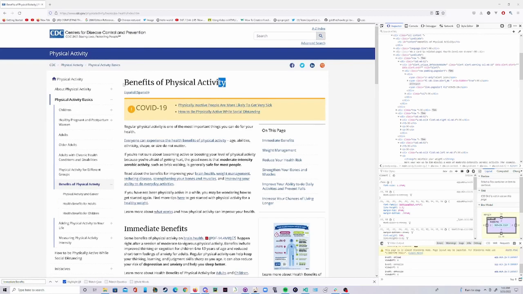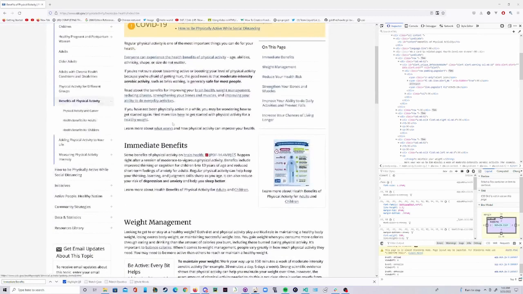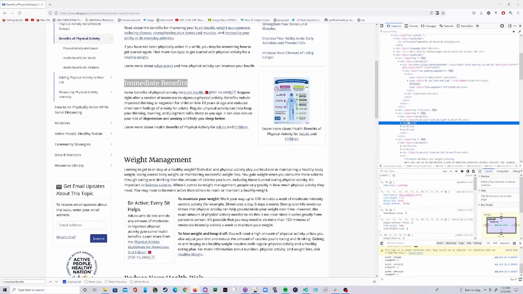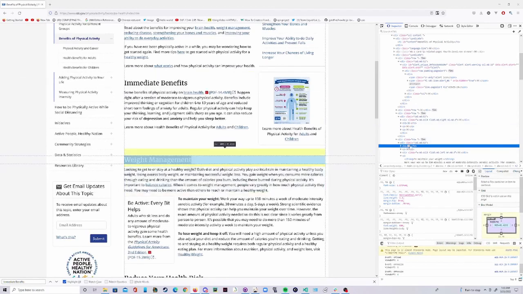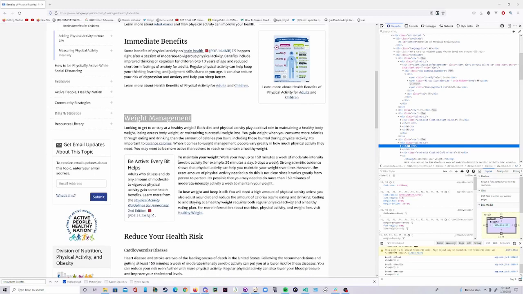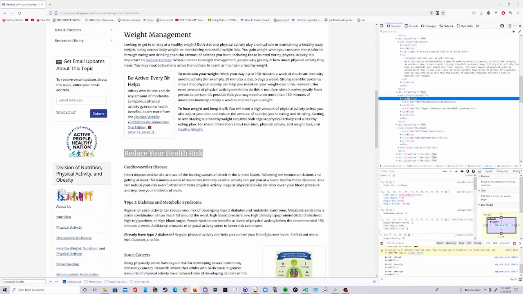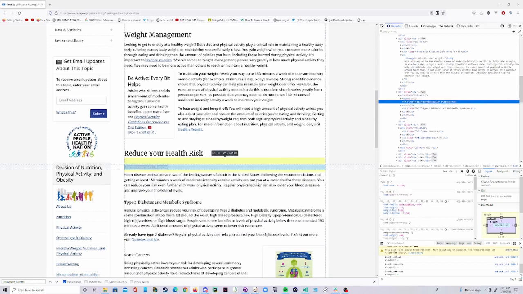It starts with a general topic of benefits of physical activity, goes to subtopics, which is immediate benefits. We can see that's H2. And then within those subtopics, you can see in weight management here, this is an H2. We see they have another, actually, never mind. It's reduce your health risk. They have an H3. And in this, it talks about a subtopic of cardiovascular disease, right? It's an H3, as you can see, right?